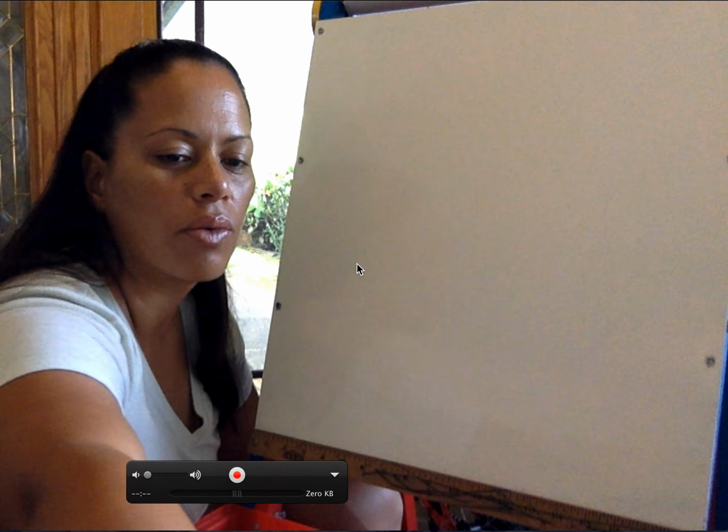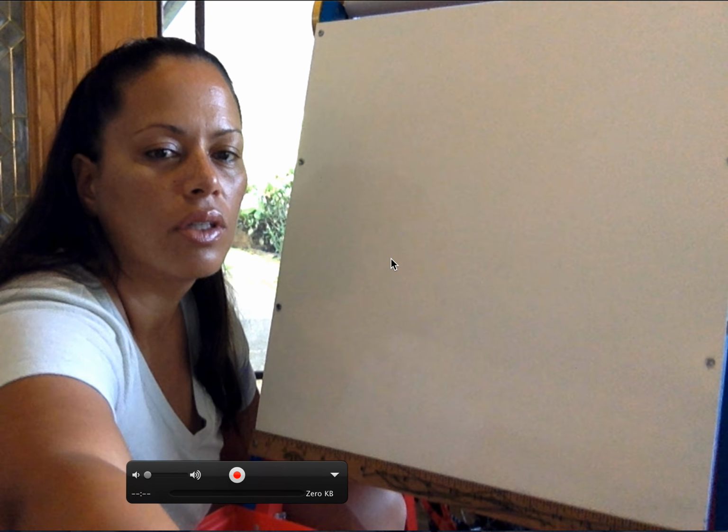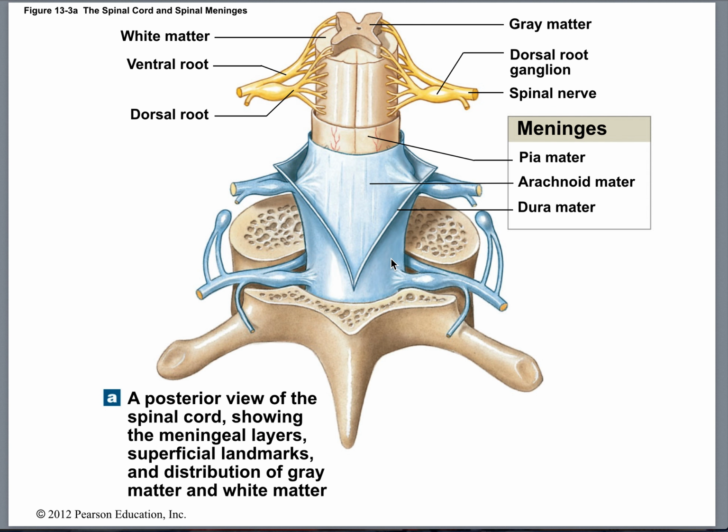Hi guys, okay, so welcome back to the nervous system. Let's go on to this. What are the three layers of the meninges? They're pia, arachnoid, and dura mater.